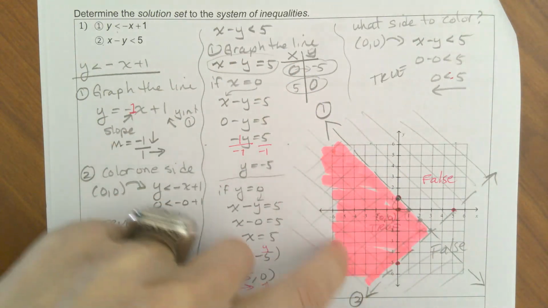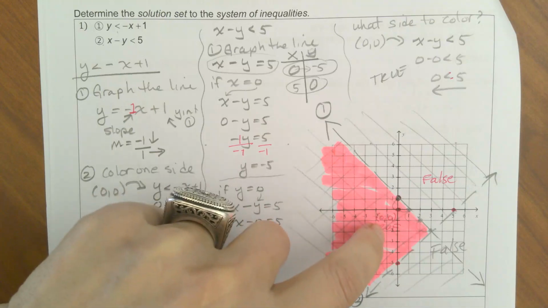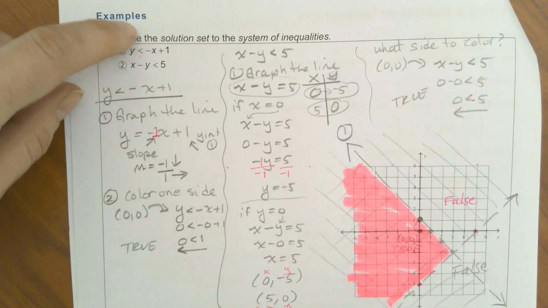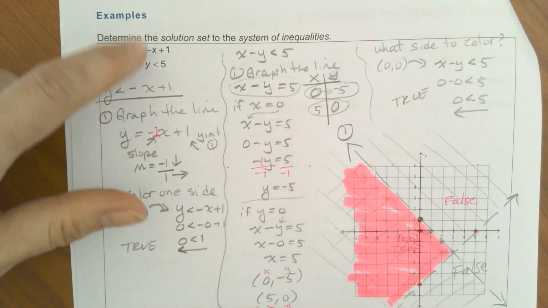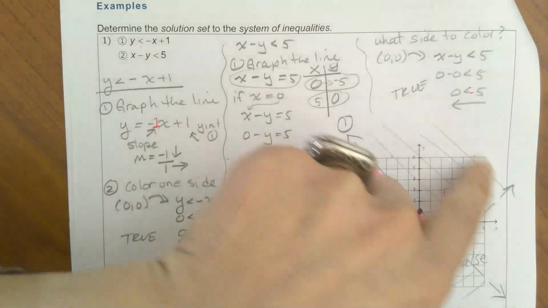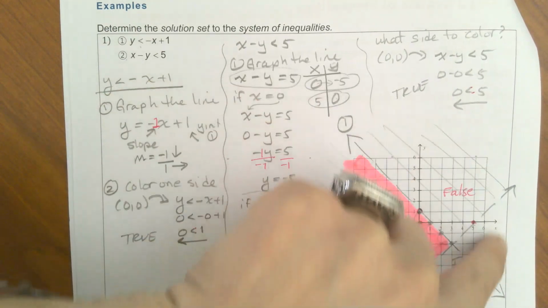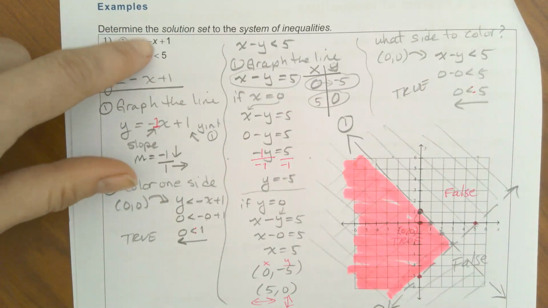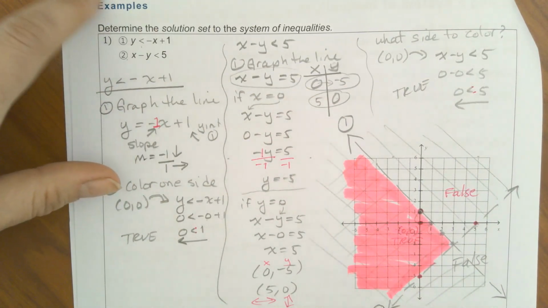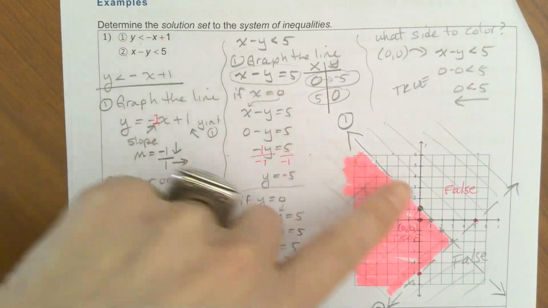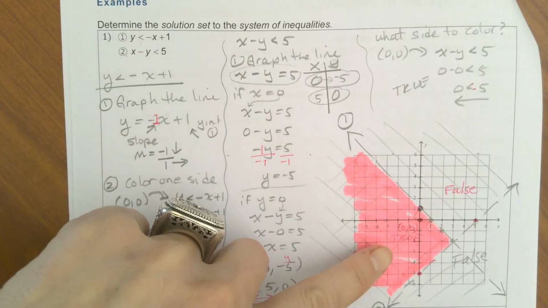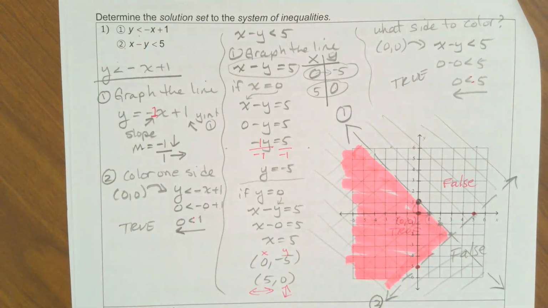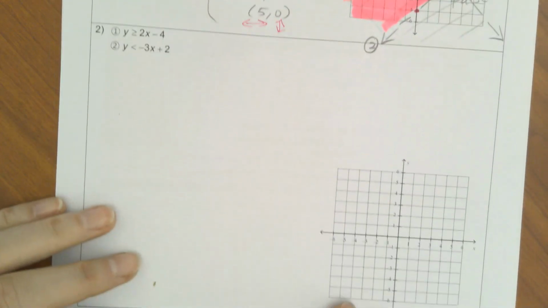So any points from this area, if I substitute them into this system of inequalities, these 2 inequalities, both statements will be true. If I choose any point from outside of the solution set, one of those is going to be false, or both of them are going to be false. We'll have some false statements. But any point from this solution set will make both of these true when we substitute them in. Let's do the next question.